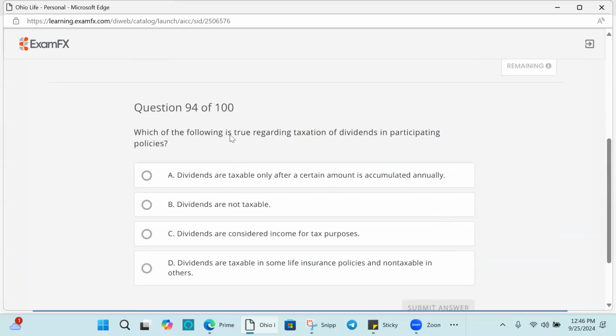I'm going to be careful in the last 6 questions. Which of the following is true regarding the taxation of dividends in participating policies? Dividends are taxable only after a certain amount is accumulated annually. Dividends are not taxable. Dividends are considered income for tax purposes. Dividends are taxable in some life insurance policies and non-taxable in others.